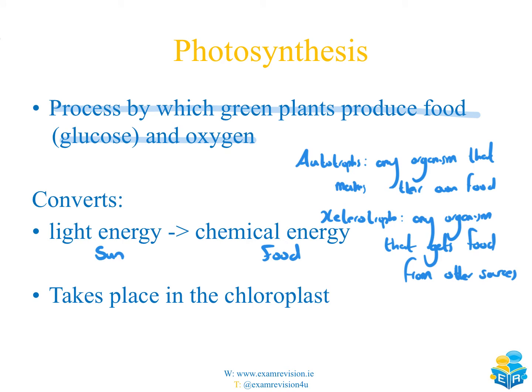And this all takes place within the chloroplast. So we're going to see in a couple of minutes about how the chloroplast, specifically the chlorophyll, the green dye that exists inside the chloroplast, is what's responsible for absorbing that sunlight so that that sunlight can be used to convert it into chemical energy, which is going to be the food source for the plants.